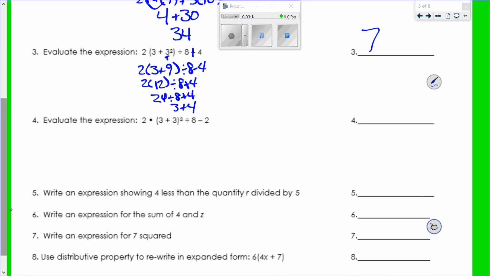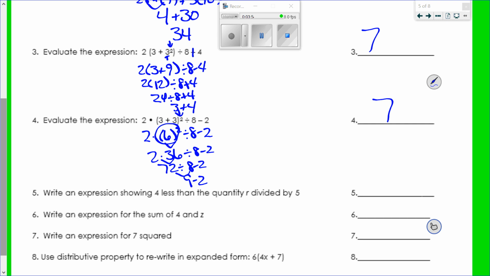Our next one. Here, these look very similar. The only big difference is that exponent has gone from inside the parentheses to outside the parentheses. That means I have to do my parentheses before I do the exponent. So that becomes now 2 times 6 squared divided by 8 minus 2. So now I do the exponent piece. 6 squared means 6 times 6, or 36, divided by 8 minus 2. 2 times 36 is 72, divided by 8 minus 2. 72 divided by 8 is 9 minus 2, which gives me also 7.